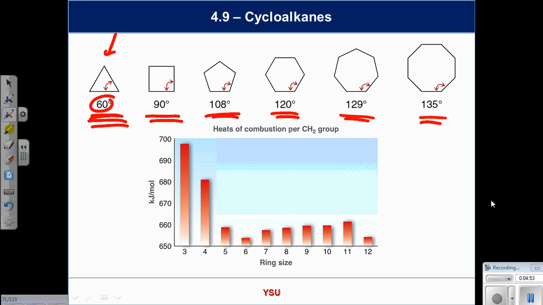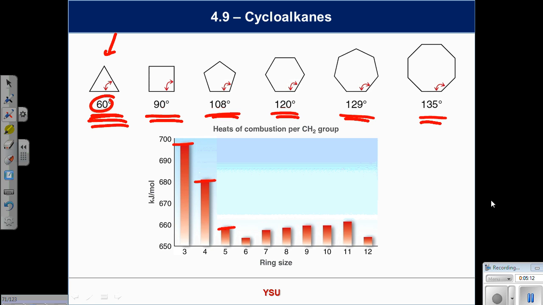Now, the graph at the bottom. What we're trying to show here is that cyclopropane is pretty unstable. It's quite high energy because of the bond strain. Cyclobutane gets better, and this is the energy per CH2 group. In other words, all you're doing going from left to right is adding an extra CH2 group, and you're looking at how that affects the outcome.